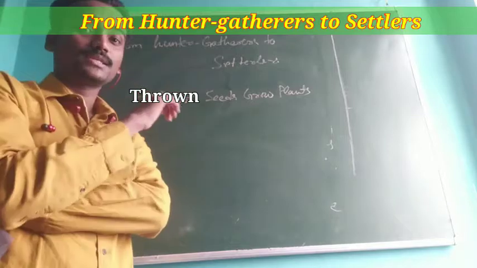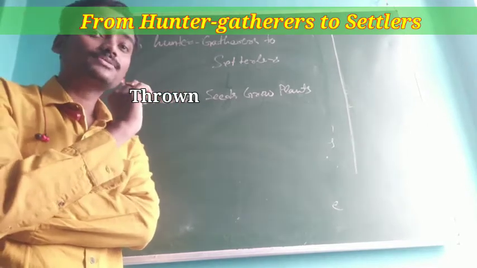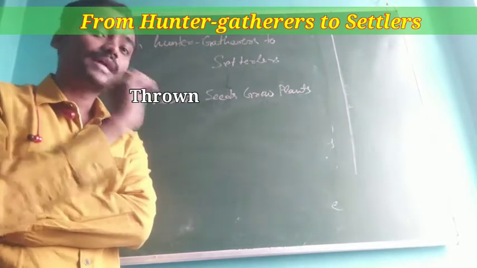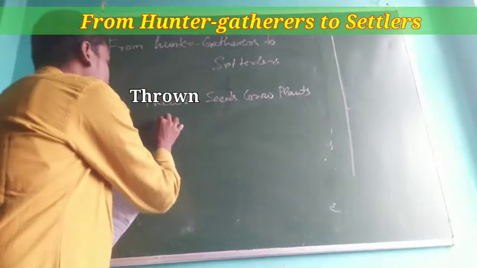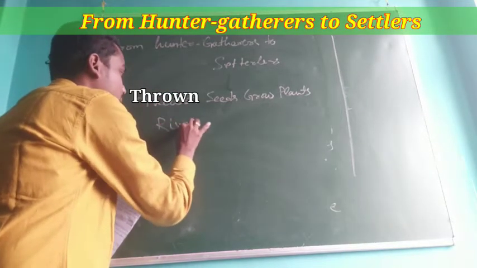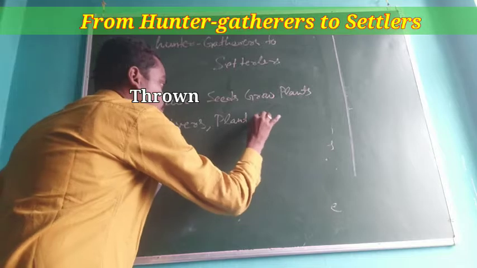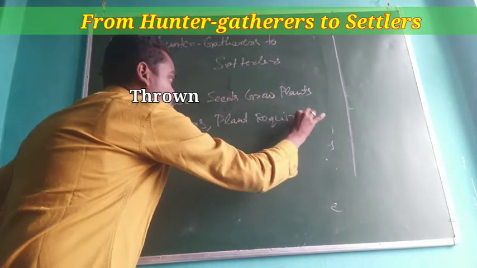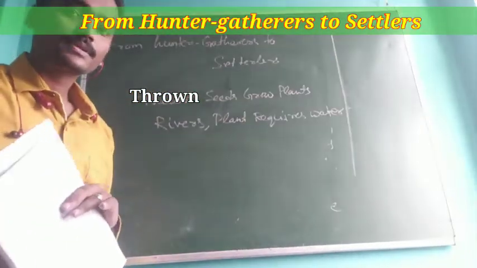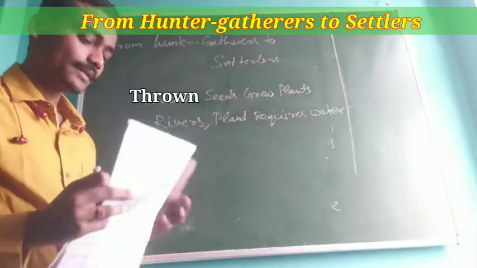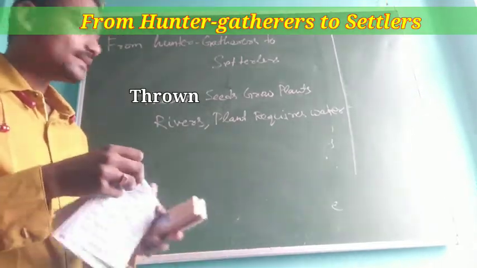In the second stage, what did they notice? After rain, the plants grew more effectively. That's why they realized plants require water to grow. So they started settling near rivers. They started settling near river banks. Then they started farming.